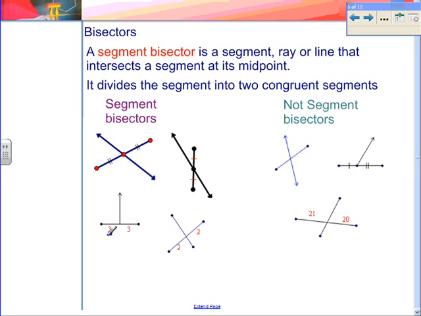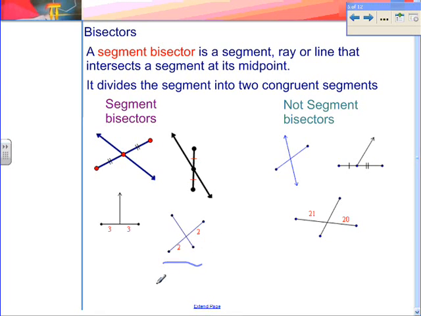And then we have two measurements here. We know that this little piece is 3 units, and we know that this little piece is 3 units. So since we know that those two pieces are exactly the same length, they must be congruent. So this ray must be intersecting the segment at its midpoint. So this ray is the segment bisector.